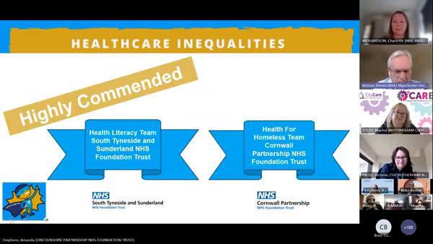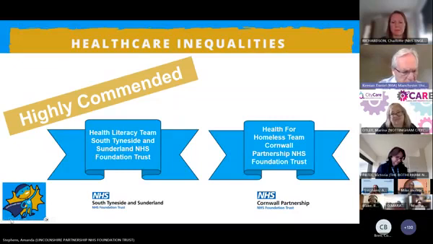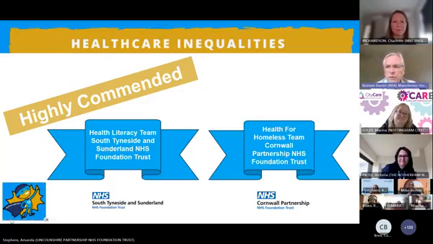And then the second commended is the Cornwall Partnership NHS Foundation Trust, in particular the Health for Homeless team, very important area, providing medical services for those who are homeless. And the judges in their review of this commented that they were very impressed with the holistic approach taken and supporting both mental and physical health. So well done, both sets of colleagues, being highly commended for these. I'll now pass over to Charlotte, who's going to present concerning the winner.